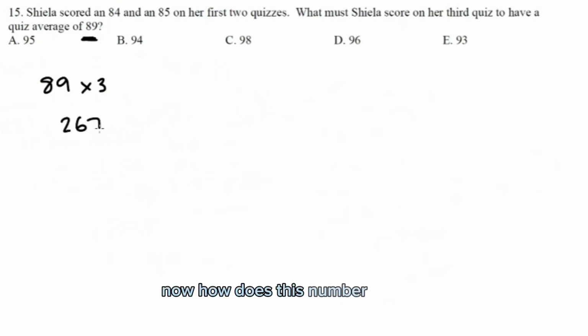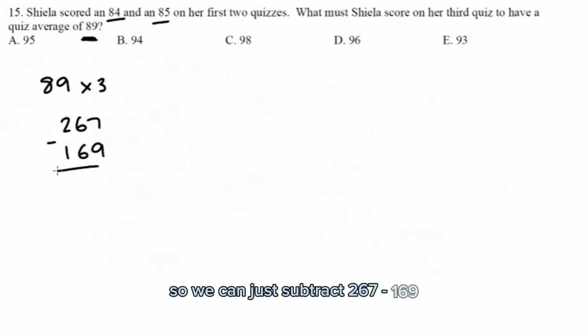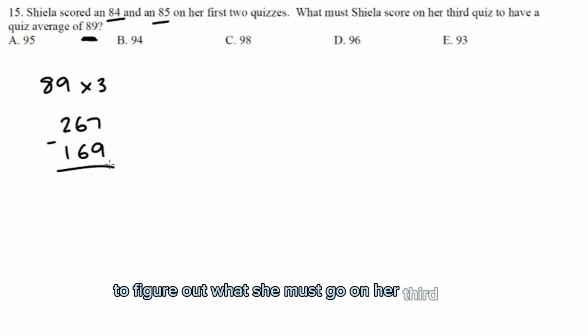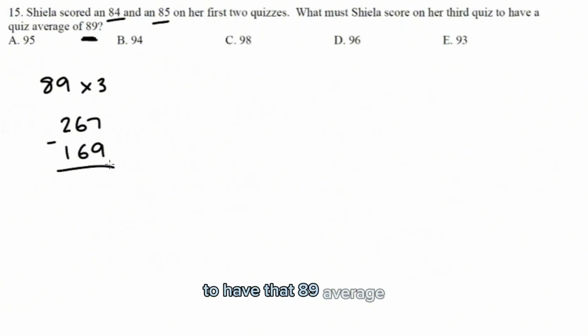Now, how does this number help us? Well, this number is the total sum of all 3 quizzes combined to have a quiz average of an 89. We already know what the first 2 quizzes are, which is 84 and 85. Those add up to 169. So we can just subtract 267 minus 169 to figure out what she must score on her 3rd quiz to have that 89 average. So 267 minus 169 is 98, and that's your answer.